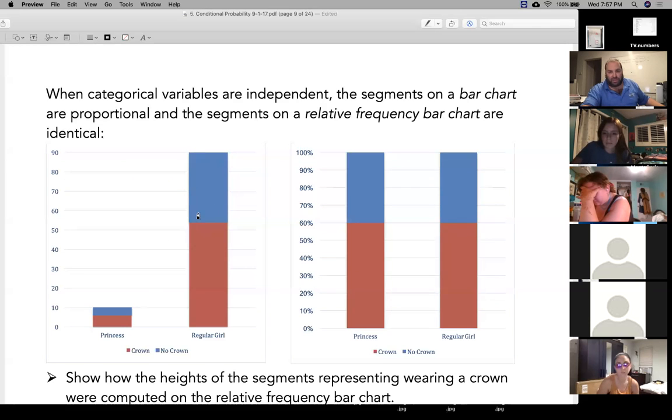This is the frequency bar chart where you actually count how many there are. Here on the right, we have what's called a relative frequency bar chart. In a relative frequency bar chart, we count percentages. 60% crowns, 40% non-crowns. In that case, they're identical.